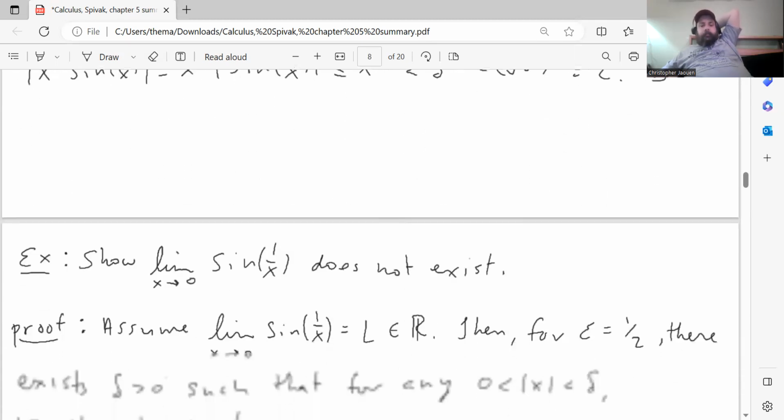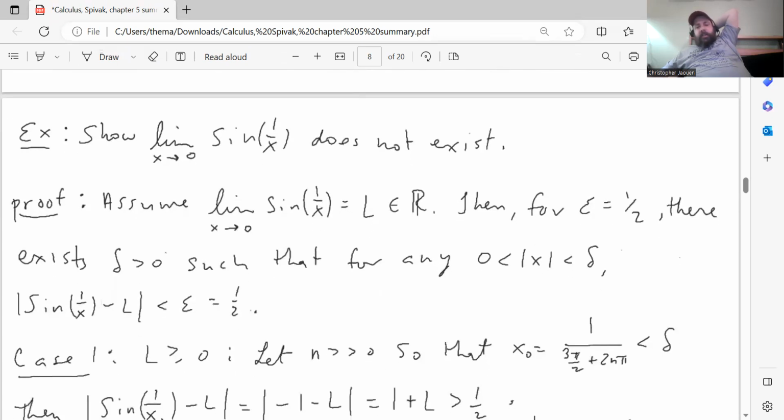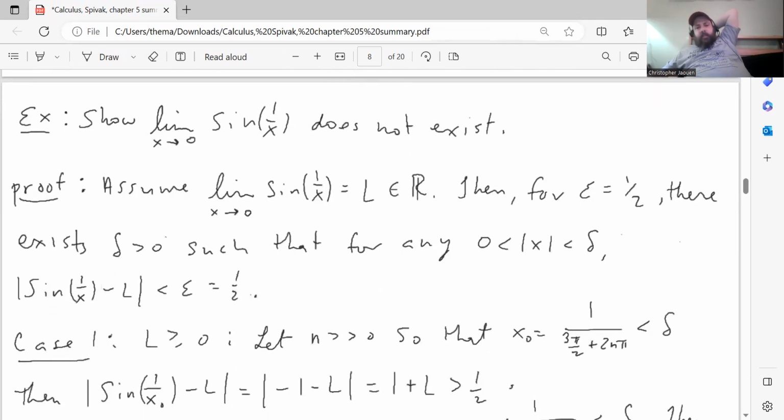All right. Now we get to some slightly different ones that are more complicated. Here we want to show that the limit as x goes to 0 of sine of 1 over x does not exist. So here the limit does not exist. So in order to do this, I'm going to do a proof by contradiction. All right, so here's the proof.